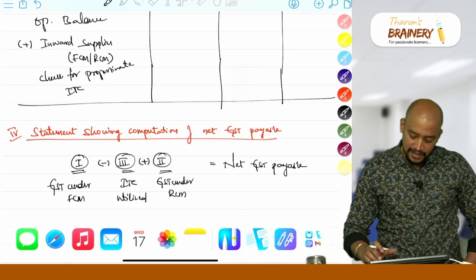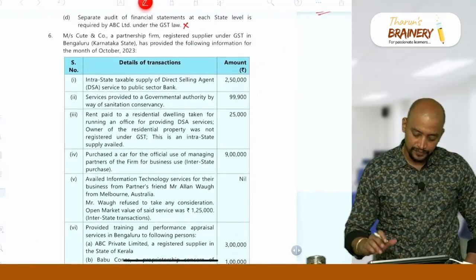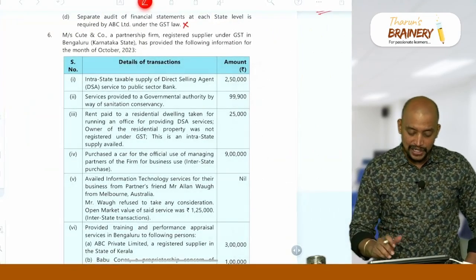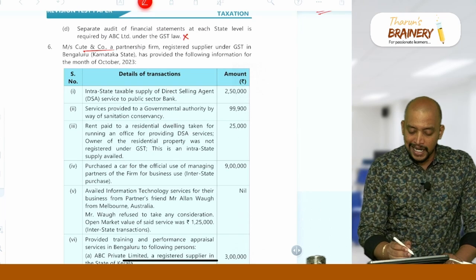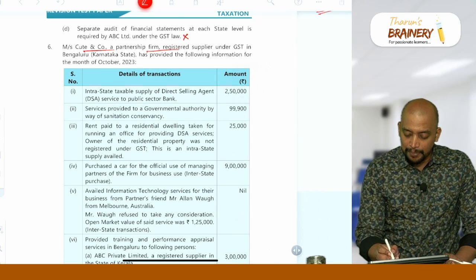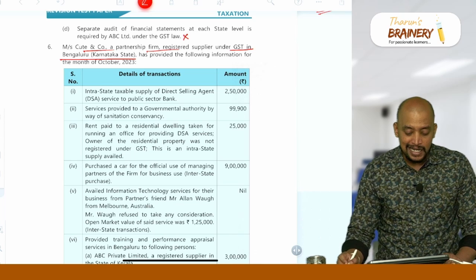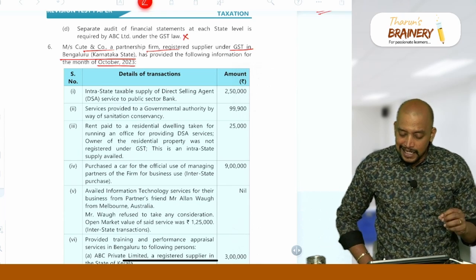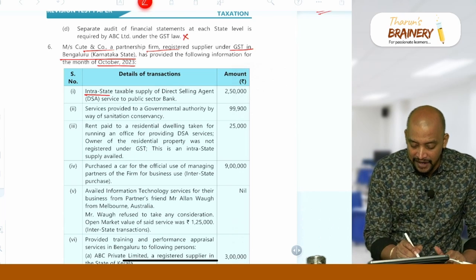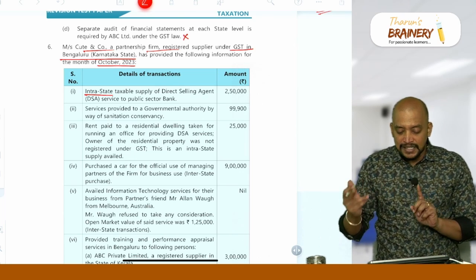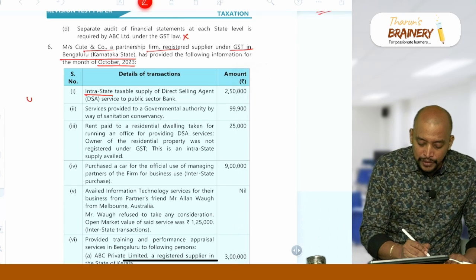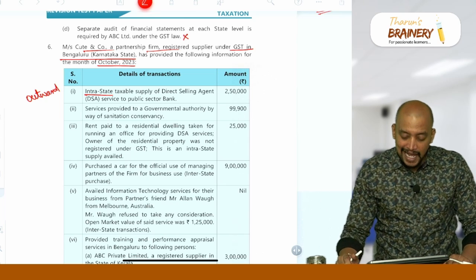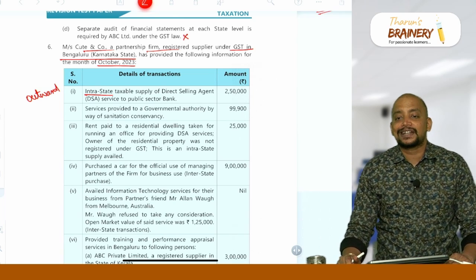In that, the first transaction you see. Messrs. Q10 Company, a partnership firm, a registered supplier under GST in Bengaluru, Karnataka, has provided the following information for the month of October 2023. Intrastate taxable supply of direct selling agent service, inward or outward? Outward. They are providing direct selling agent service to a public sector bank.